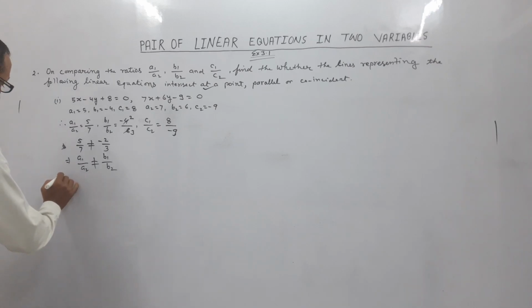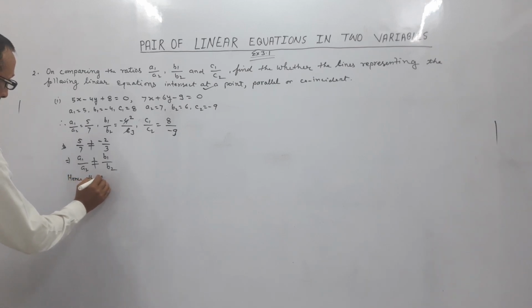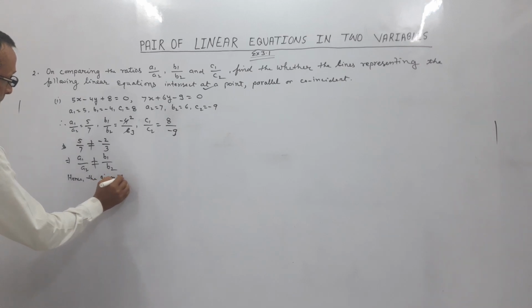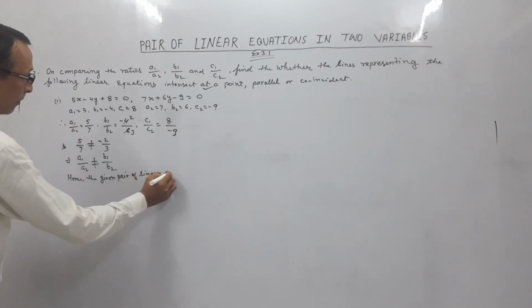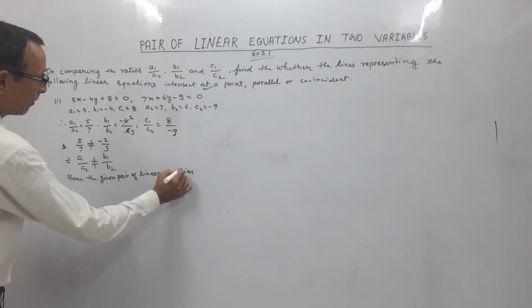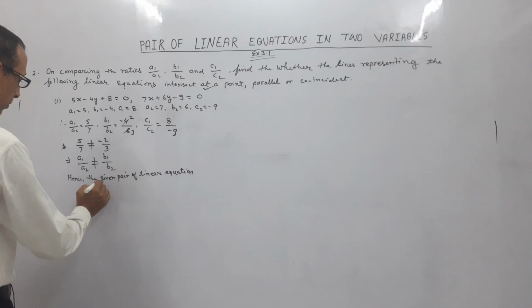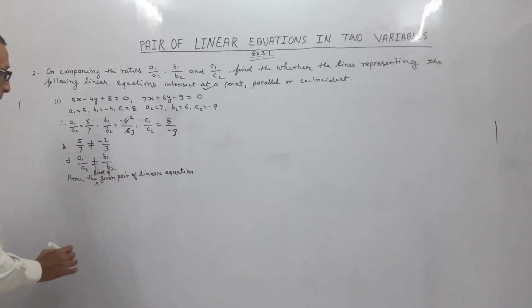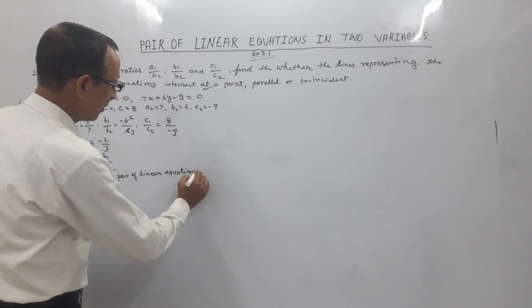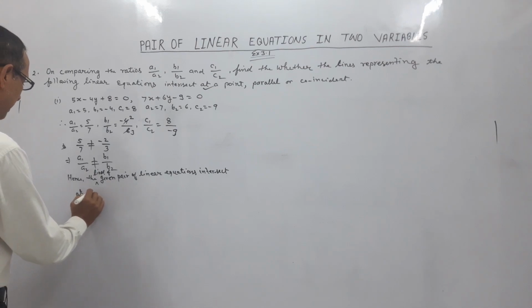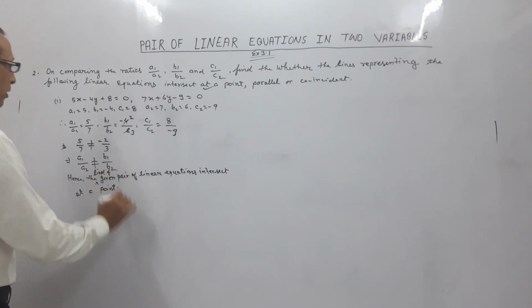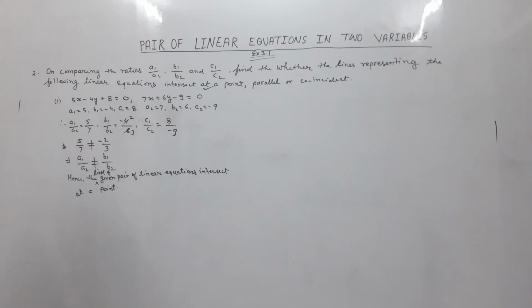Okay, so hence the lines of the given pair of linear equations intersect at a point, okay. So intersect at a point.